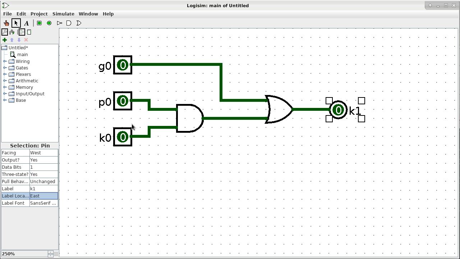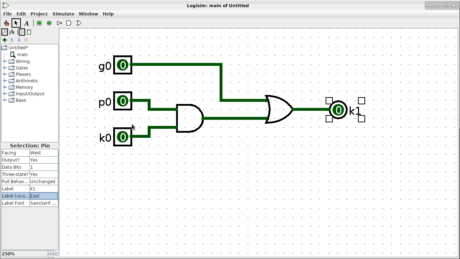Each gate has a propagational delay. A propagational delay basically means from the time the input is correct, has settled down, to the time that the output reflecting the correct result of the calculation, that's the propagational delay. The AND gate has a propagational delay, the OR gate has a propagational delay, and for simplicity, we can assume they are the same. Okay, in this class, we can assume they are the same. So this circuitry has the propagational delay of 2 gates. From the time that G0, P0, and K0 become available to the time that K1 is computed, it will take the propagational delay of 2 gates. Are we good so far?